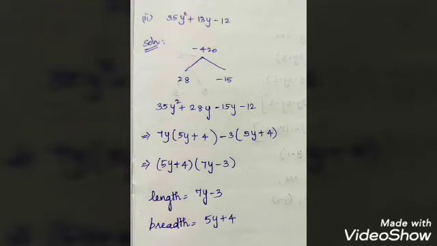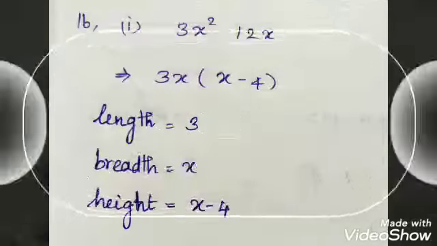In the first two terms which is common? 7y. So 7y into (5y plus 4). In the second two terms which is common? Minus 3. So minus 3 into (5y plus 4). In both the terms 5y plus 4 is common. So (5y plus 4) into (7y minus 3). So your length is 7y minus 3 and your breadth is 5y plus 4. Is it clear? It's nothing but we are going to factorize.